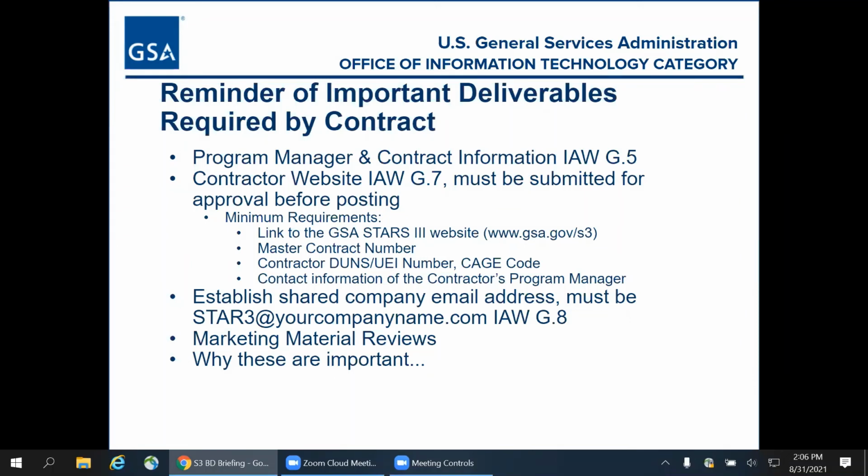Please, when you submit your webpage, make sure you have the minimum requirements, which are a link to our STARS 3 website. Make sure it's a link, not just the address. Make sure your master contract number is listed on there. Make sure it's your master contract number and not the solicitation number. Make sure your contractor's DUNS or EIN numbers are on there along with the CAGE code. And then your program manager's contact information, their name, their phone number, their email, or if you just want their name, phone number, or just their email, but make sure there's a name associated with that and then a way to get a hold of them.